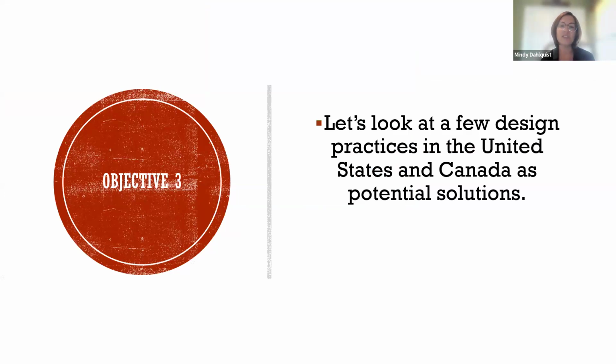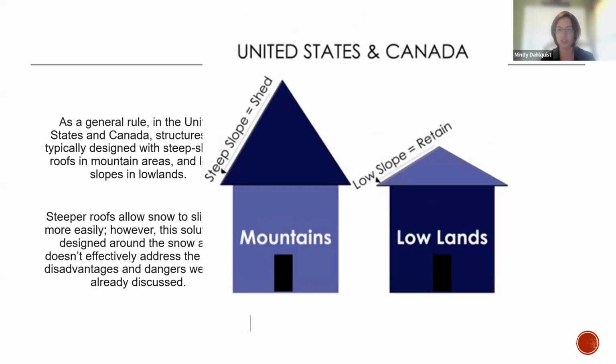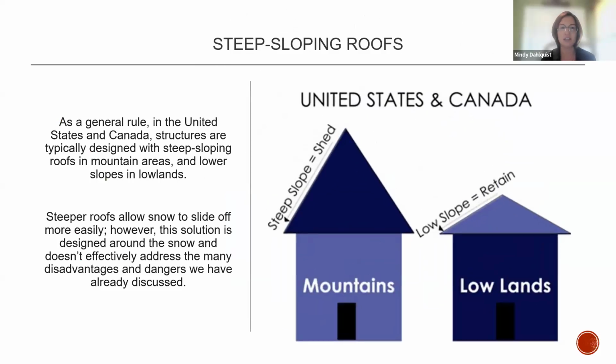So let's take a look at a few design practices in the US and Canada as potential solutions. Generally in the US and Canada, structures are designed with a steep sloping roof in the mountainous regions and a lower slope in the lowlands. Steeper roofs do allow snow to slide off more easily, but unfortunately, it's designed around the snow itself and doesn't effectively address any of those issues that we've just talked about.